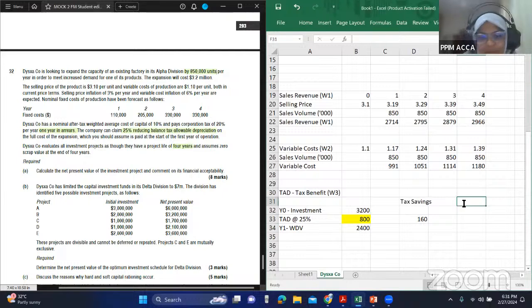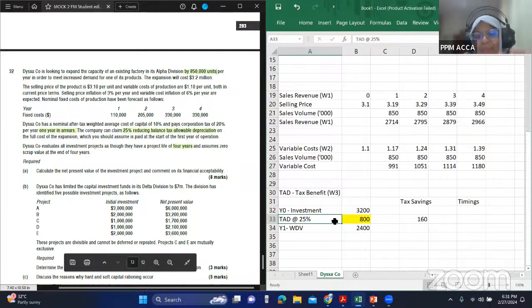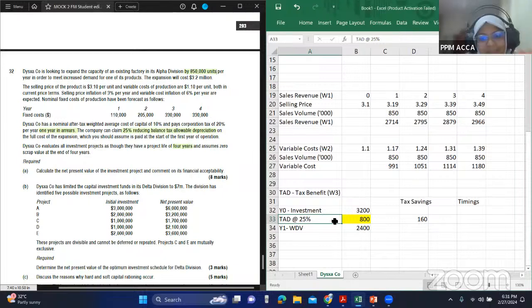Now, the last thing is you have to figure out the timings of these savings. What you have to understand is this tax allowable depreciation, you calculate it at the end of the year. So the end of year naught is almost the same as the beginning of year 1. So we calculate this tax allowable depreciation for year 1. But taxes are paid 1 year in arrears. So any tax savings that we calculate for year 1, we will realize not in year 1, but 1 year later in year 2.